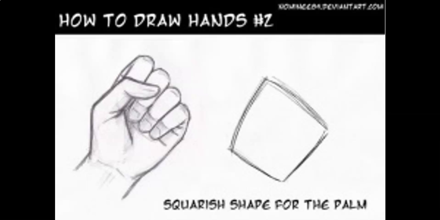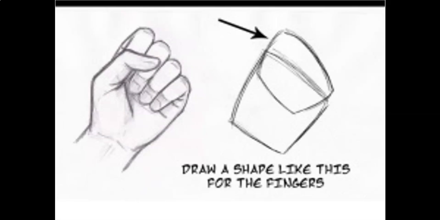Generally, I say start with the palm. Start with that basic shape. And if you look at your hand right in front of you, you'll see it's kind of like a square. Not exact, but it's close. You can see it's kind of longer on one side. So start with that basic square shape.